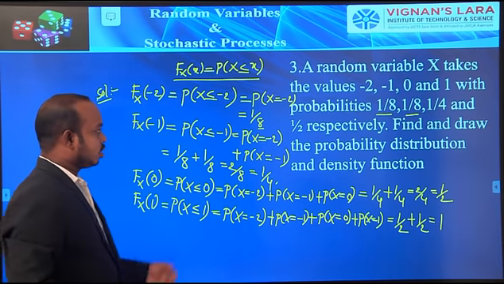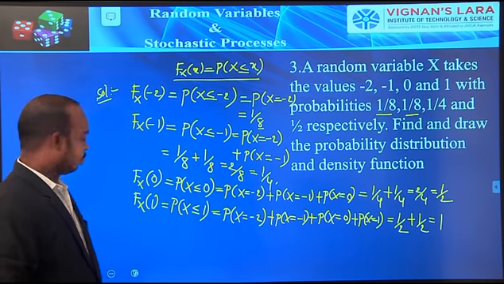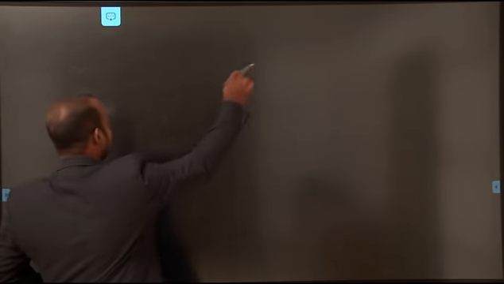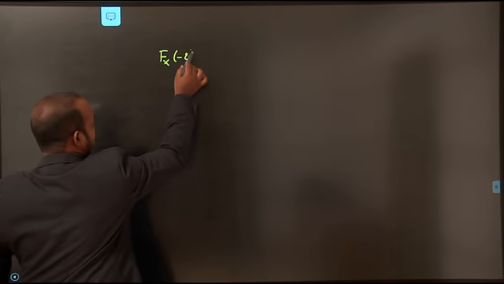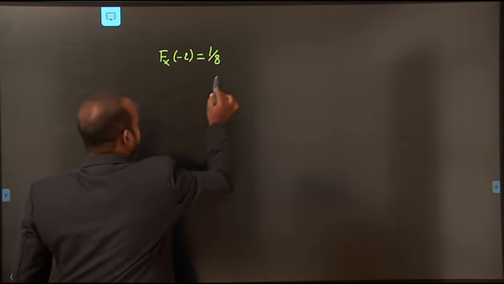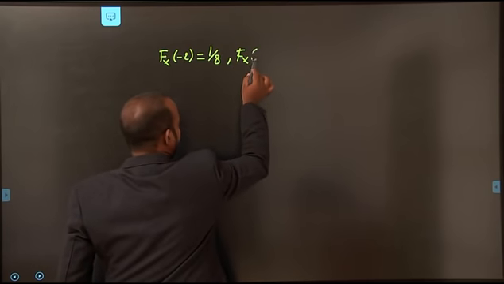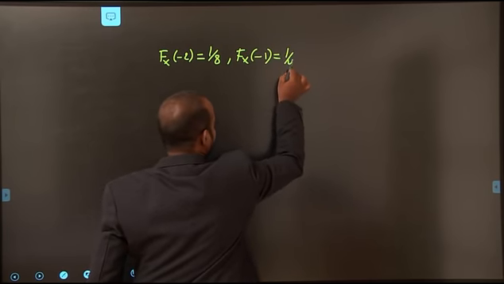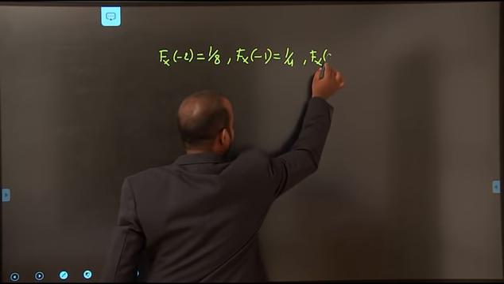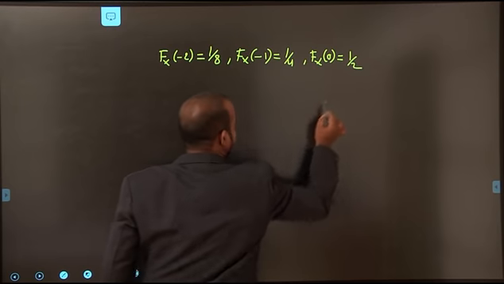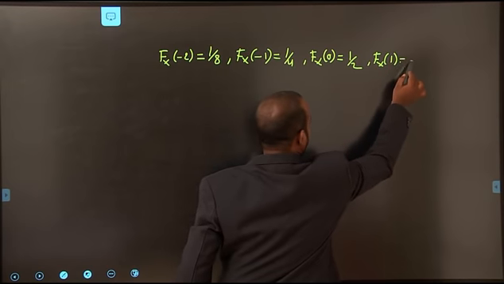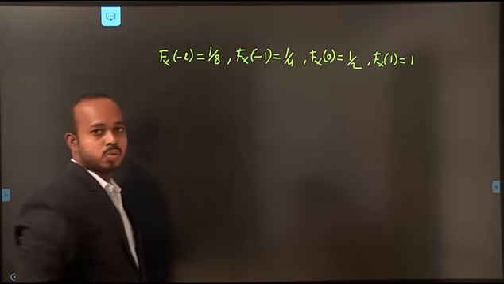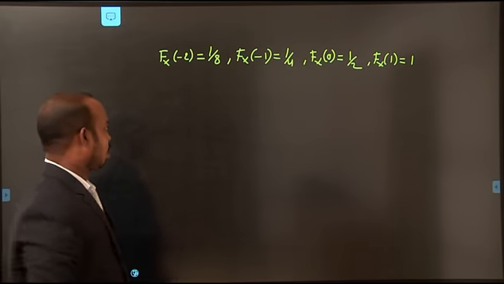Now you can plot all these values in a coordinate system. Now I am plotting all these values. What are the values we have? Fx of -2, the quantity is 1 by 8. Fx of -1, the quantity is 1 by 4. Fx of 0, the quantity is 1 by 2. Fx of 1, the quantity is 1. These values we can represent on a graph.